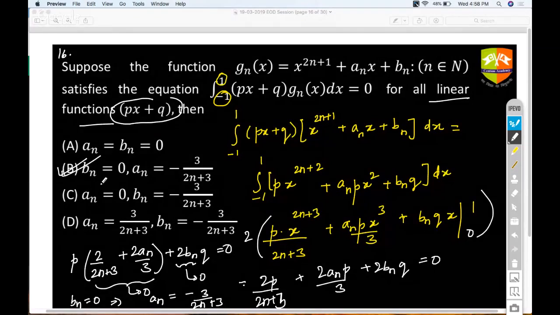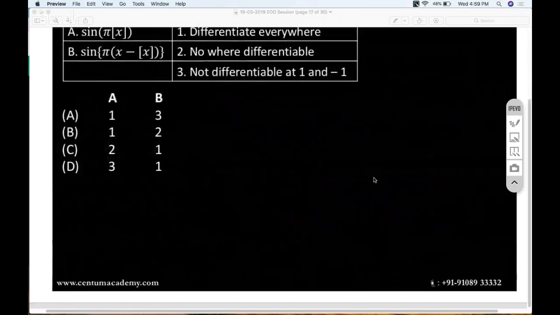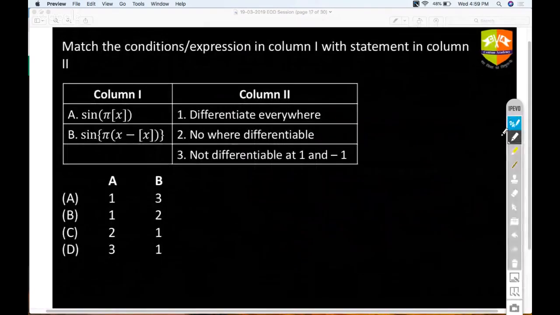Okay, so first one to answer this correctly was Aditya. Great, well done. Let's go on to the next question. Match the conditions of column 1 with column 2.